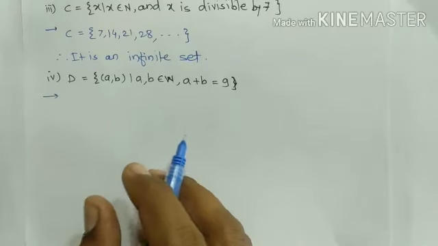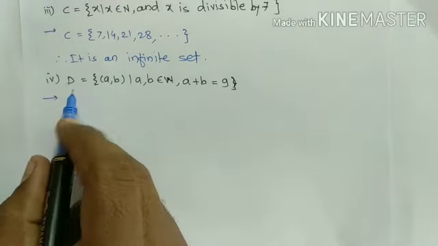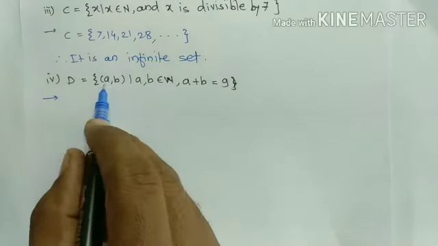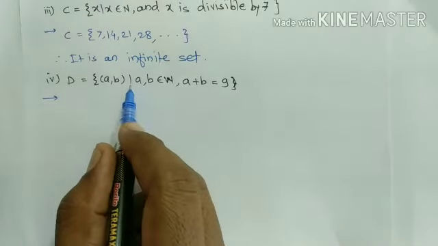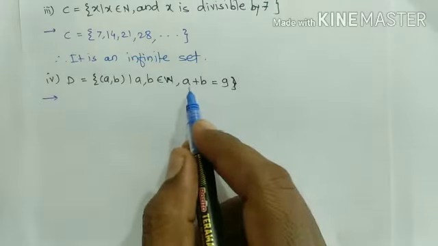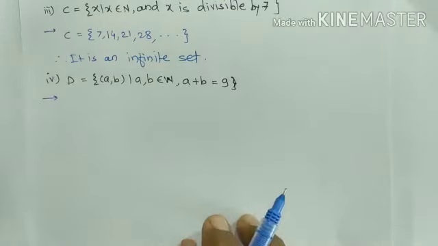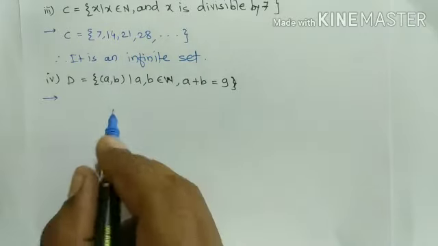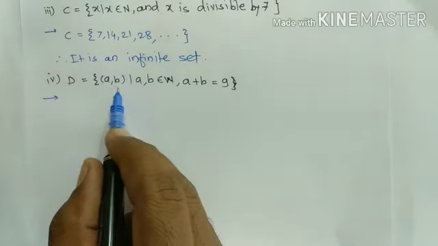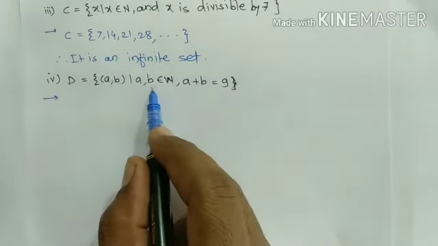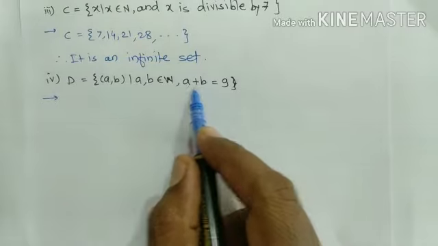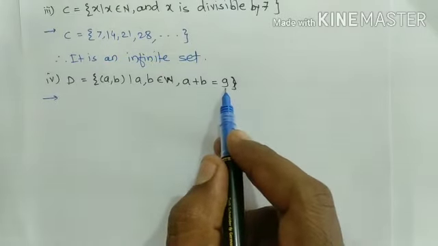Now the next example is example number 4. Here the set D is given. It is the set of all a comma b such that a comma b belongs to whole number and a plus b equals to 9. It means that we have to find out the pairs of a and b such that a and b are the whole numbers and the sum of these two equals to 9.